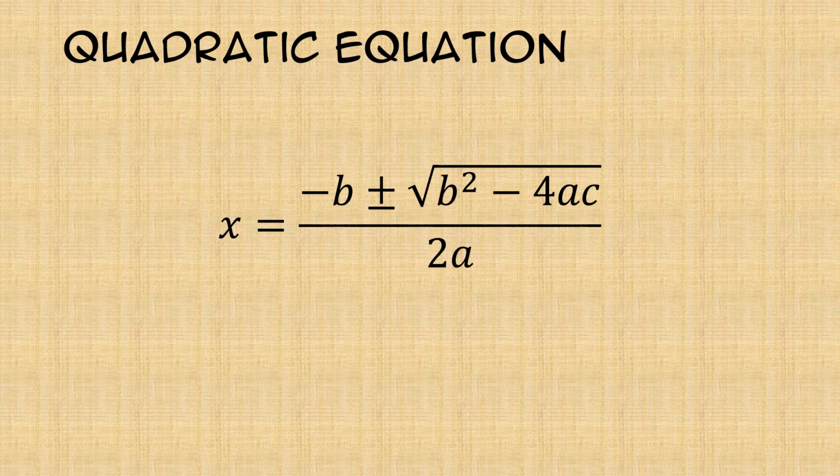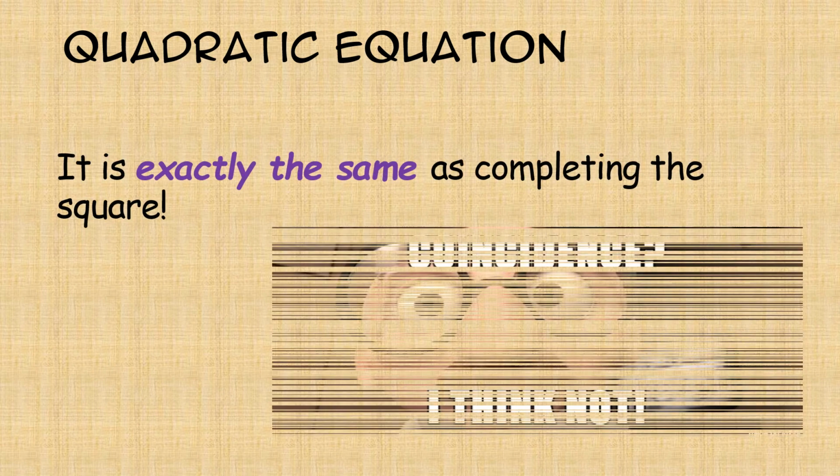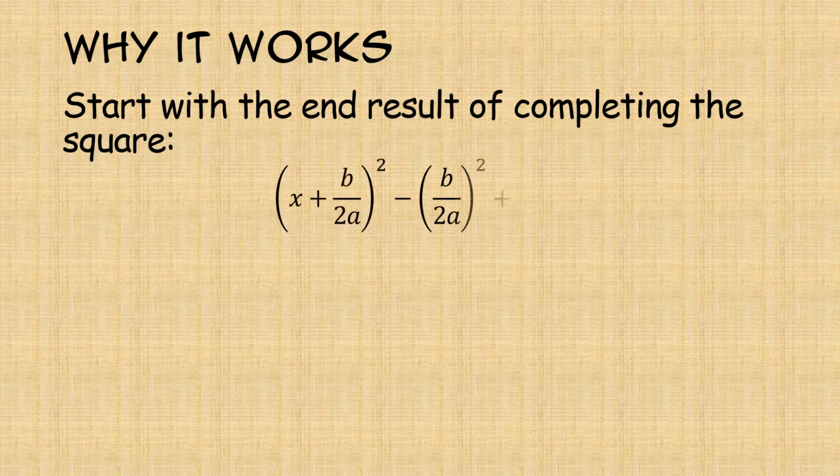However, it's still important to learn how to complete the square because that way of expressing a quadratic equation has many uses in future chapters. Now, if you don't believe that using the quadratic formula and completing the square are the same, just watch this. We start with the end result of completing the square. x plus b over 2a squared minus b over 2a squared plus c over a equals 0.